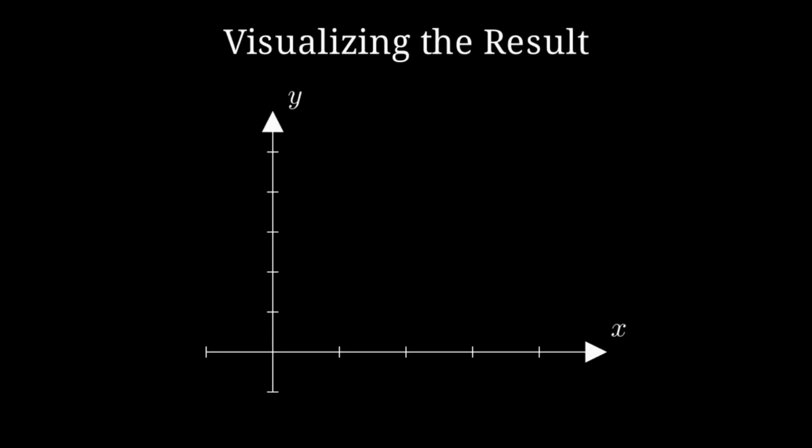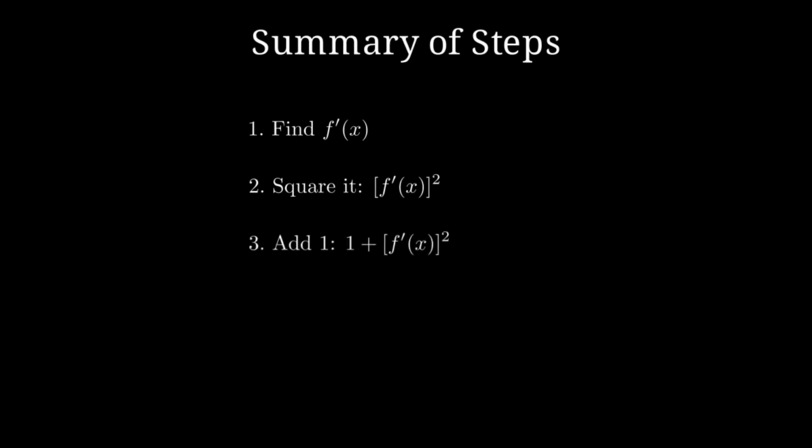As we can see on the graph, this numerical value represents the physical distance you would travel if you walked along the path of the curve from the origin to x equals 3. To recap, always start by finding the derivative, square it, add 1, and then perform the integration. This systematic approach works for any function that is continuously differentiable over the chosen interval.